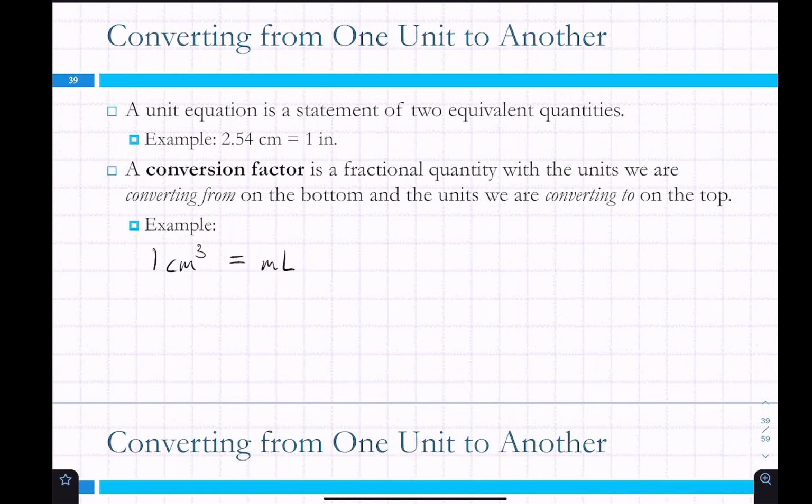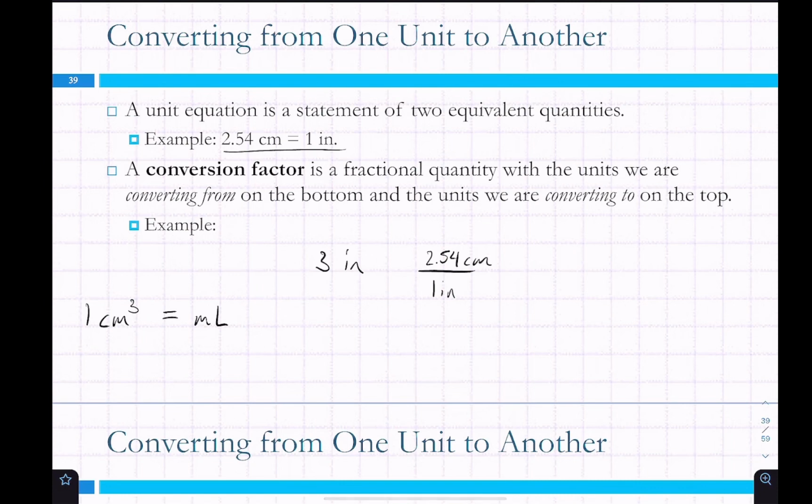But to do the example that I have here, right, we can take this unit equation and use it to convert between units. So let's say we've got 3 inches and we want to convert that into centimeters. We take our unit equation and we write it as a fraction. And the way that we write that fraction is going to depend on what we're trying to convert. So in this case, we want to cancel out the units of inches. So we put the 1 inch on the bottom, 2.54 centimeters on top.